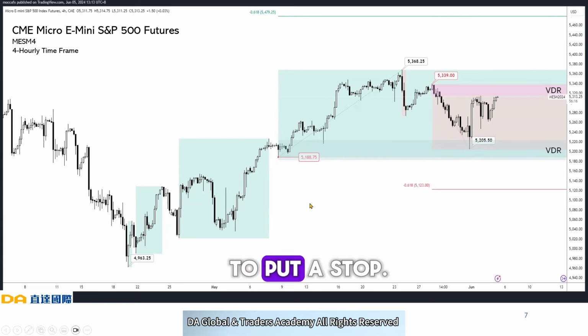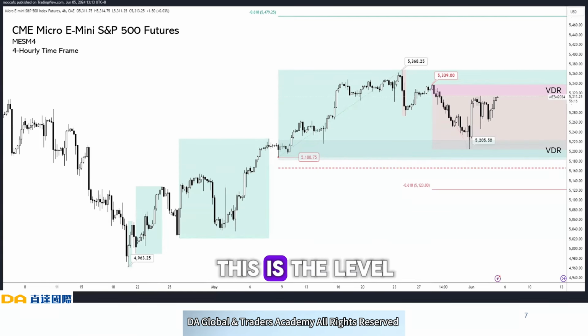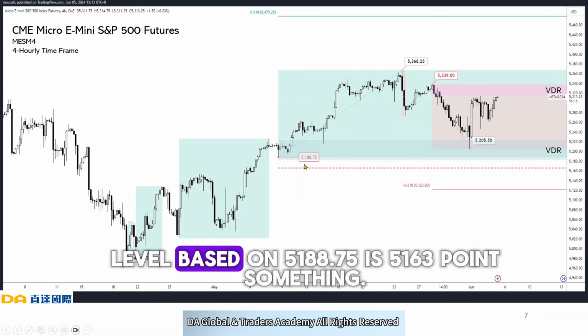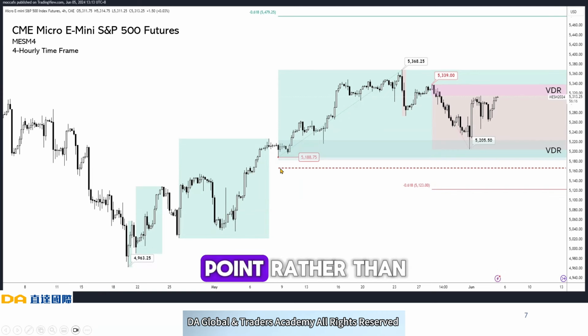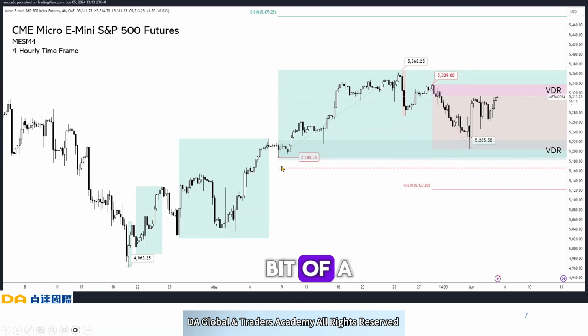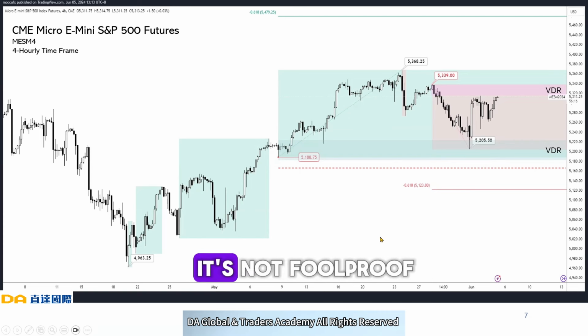And if I am going to put a stop, what do I mean by 0.5% beyond A? This is the level, okay? I think the exact level based on 5188 and 3/4 is 5163 point something. So basically, I want to put my stop at this point rather than exactly below the A. This is to give myself a little bit of breathing room just in case there's a fake move, if the market goes down and then bounces back up again. I want to avoid that as much as possible. It's not foolproof, but if it is not too deep a fake move, then maybe I can survive that trade.